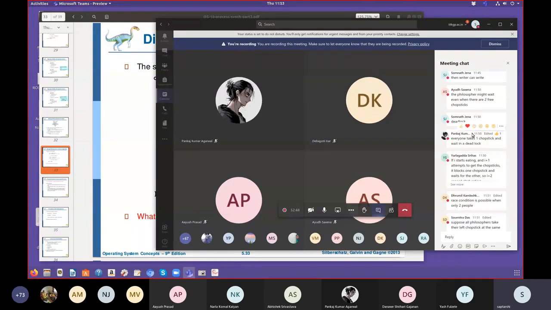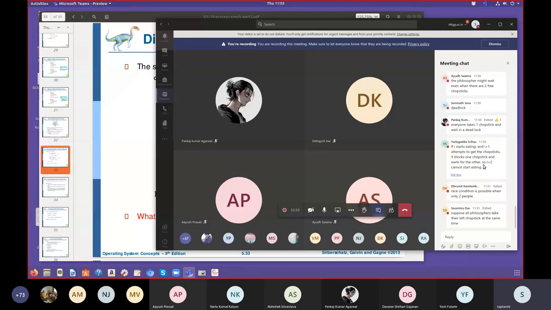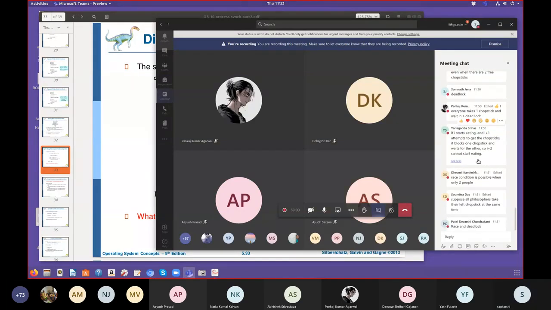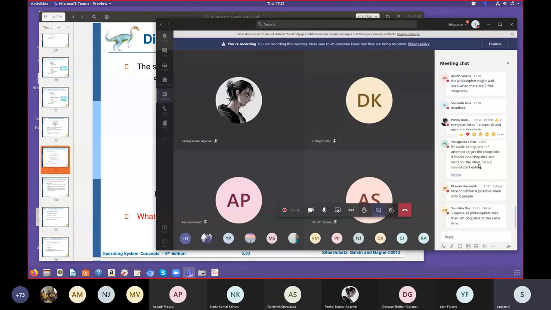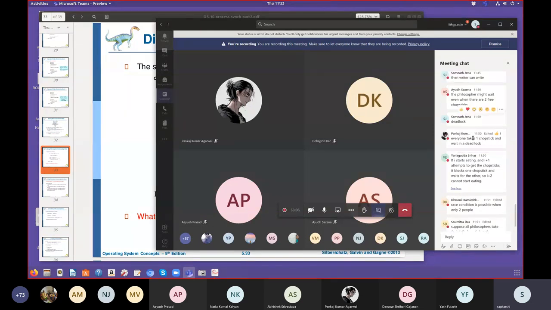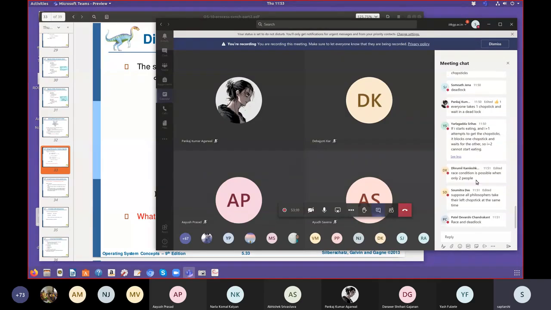Okay, so now I see Shomnath's answer, Pankaj's answer. What did Srihash say? Okay, maybe Srihash also tried to say the same thing, but I clearly understand that Pankaj's answer is the same as what Soumitra also said.